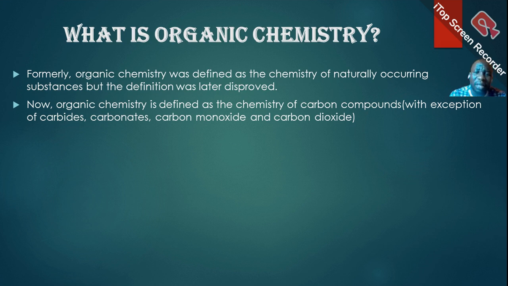Other chemists came up with different ways of producing some of these organic compounds, and that was why the definition was disproved. Now, how do we define organic chemistry? Since the first definition was disproved, how do we now define organic chemistry? Now, we define organic chemistry as the chemistry of carbon compounds.